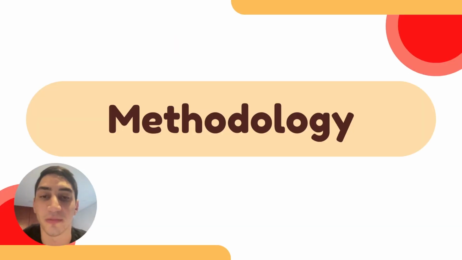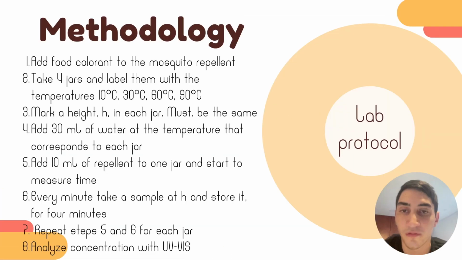Now we'll talk about the methodology. First, we'll talk about the methodology used in the lab. So first, we add the food colorant to the mosquito repellent. Then we take 4 jars and label them with the temperatures 10, 30, 60, and 90 degrees Celsius. Third, we mark a height H in each jar, and it must be the same.